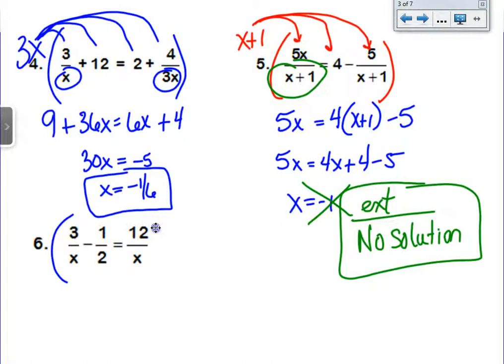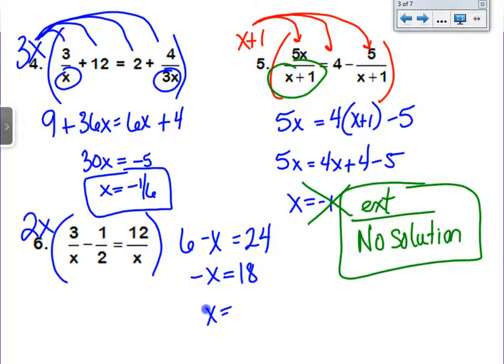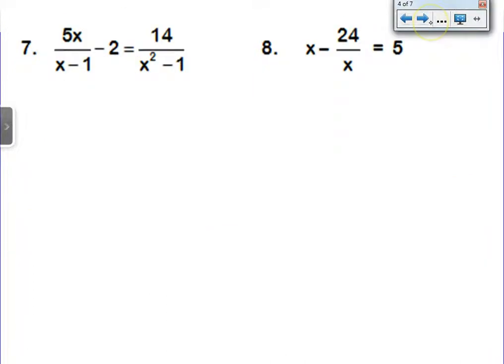Number 6 would have had a common denominator of 2x. So if I was to multiply the 2x into the first fraction, the x's would cancel, leaving you just 2 times 3, which we know is a 6. In the next fraction, the 2's would cancel, so you'd just be left with 1 times x, so x. And then in the last fraction, the x's would cancel, so it's really just 2 times 12, which is 24. So some of them, like this one, for instance, is very easy. And of course, negative 18 wouldn't give you any problems when you plug it into the original equation.